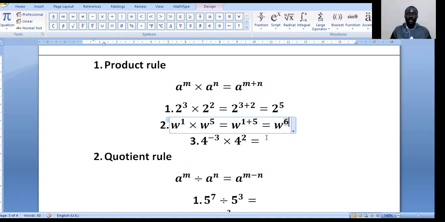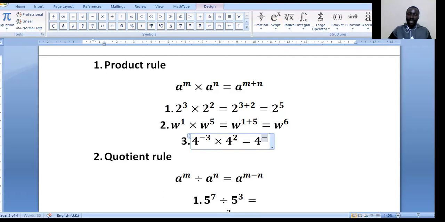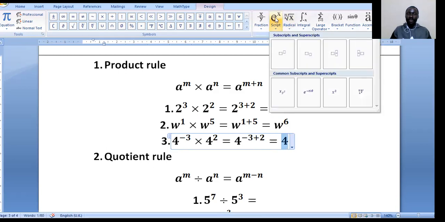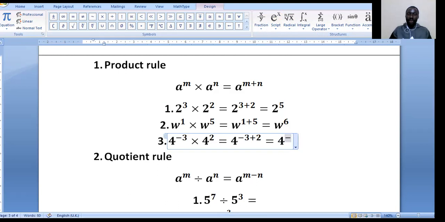Now, for this one, it's still the same. The fact here is these two numbers, 4 and 4, are multiplying each other. So to simplify that, we will still add the separate exponents, so that we have minus 3, this time added to 2. And what will that be? Well, this will be 4 with the exponent of negative 1. That is what we get when we add negative 3 to positive 2.